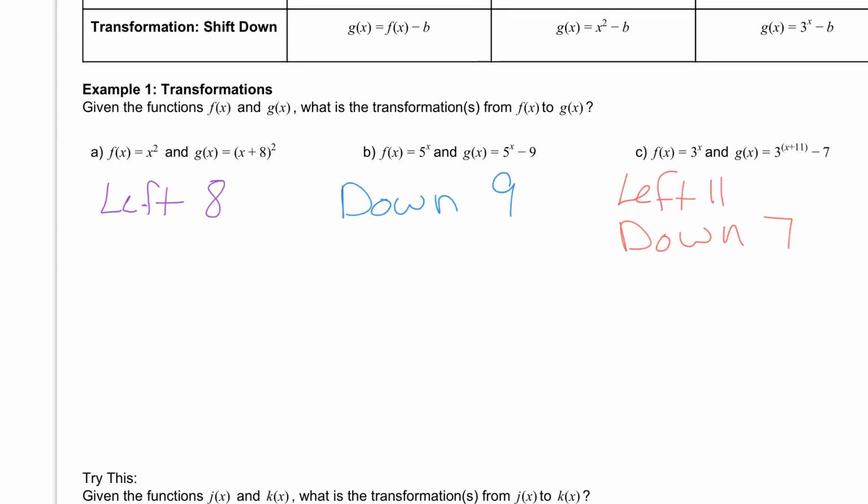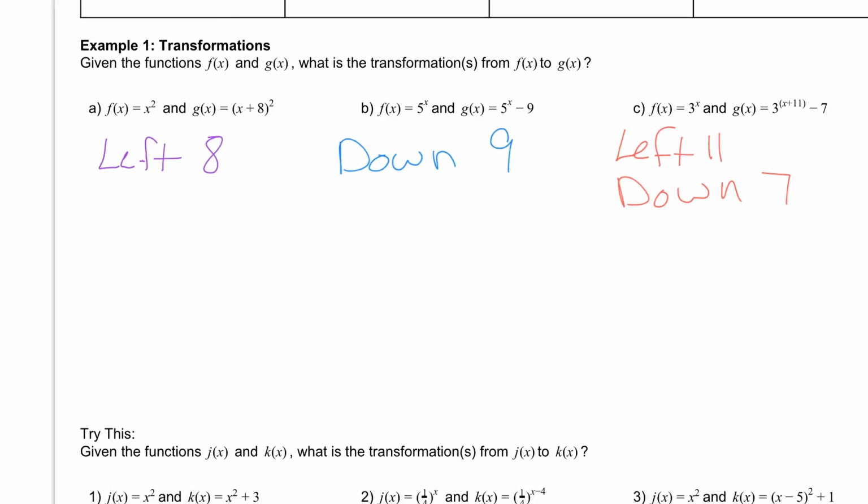Now I would like you to try a couple on your own, so go ahead and pause it, unpause it when you're ready to check your answer.